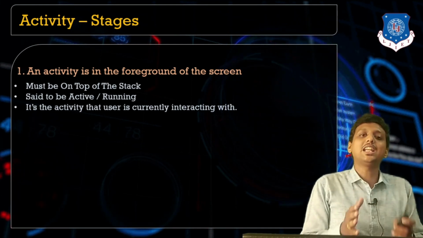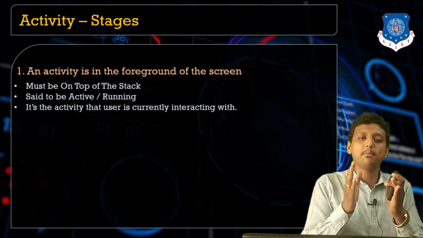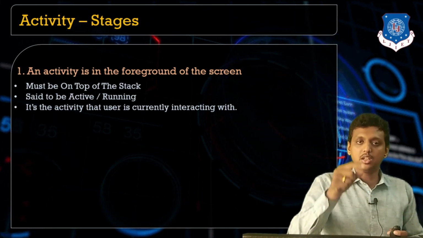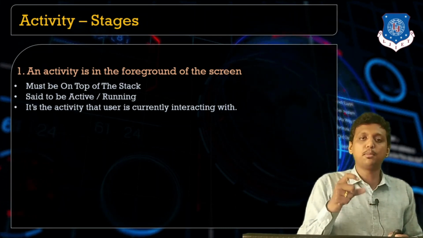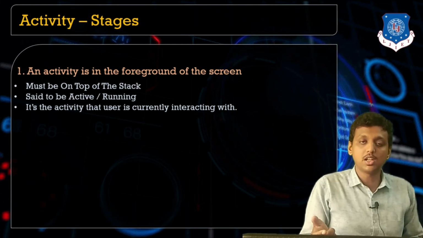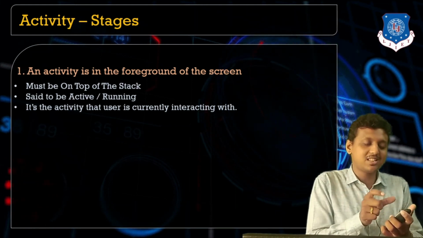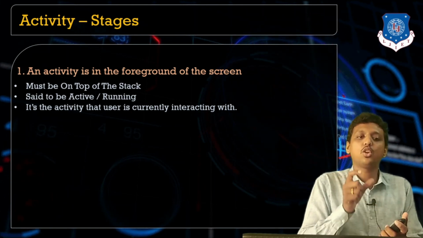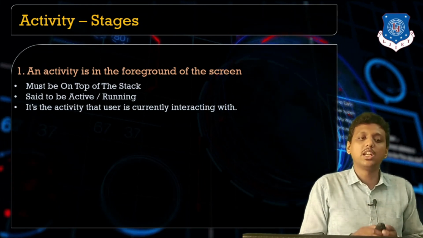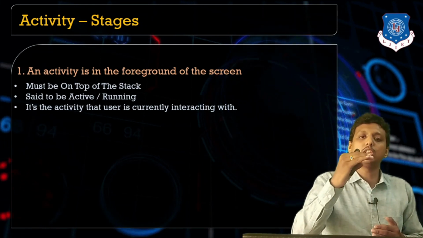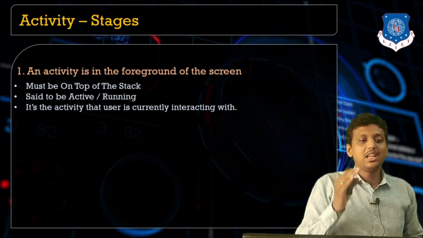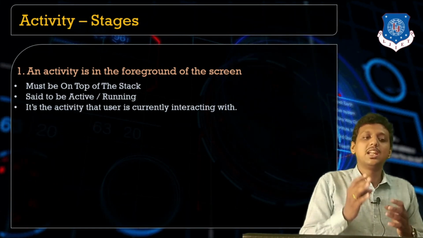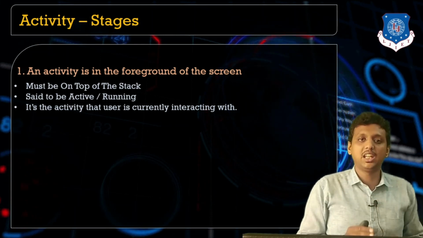That means right now when you click on your Instagram application button, you can see the feeds of the various stories as well as the number of posts posted by the other users. So right now we are accessing that particular screen. Okay, so that is known as your foreground activity. That means that particular activity is right now on the top of the stack. It is said to be in the active state, the running state. It's the activity that the user is currently interacting with.